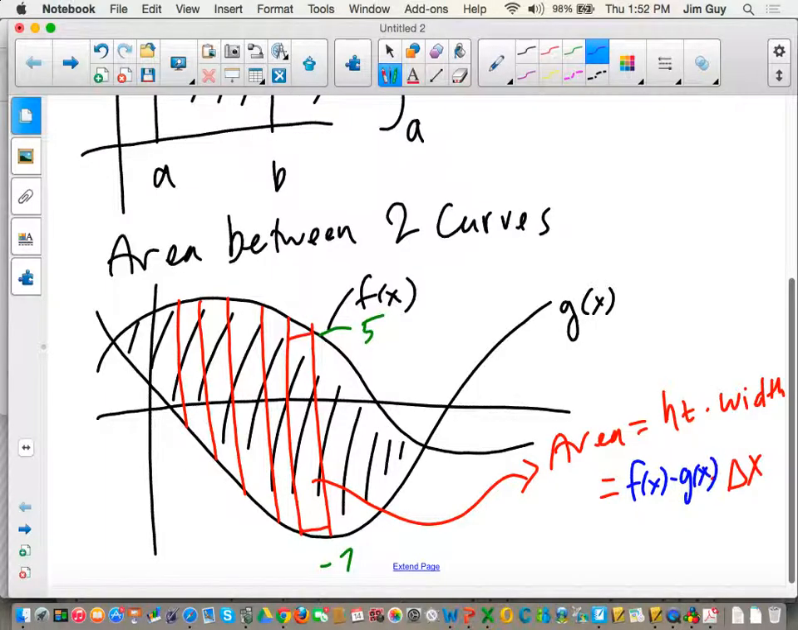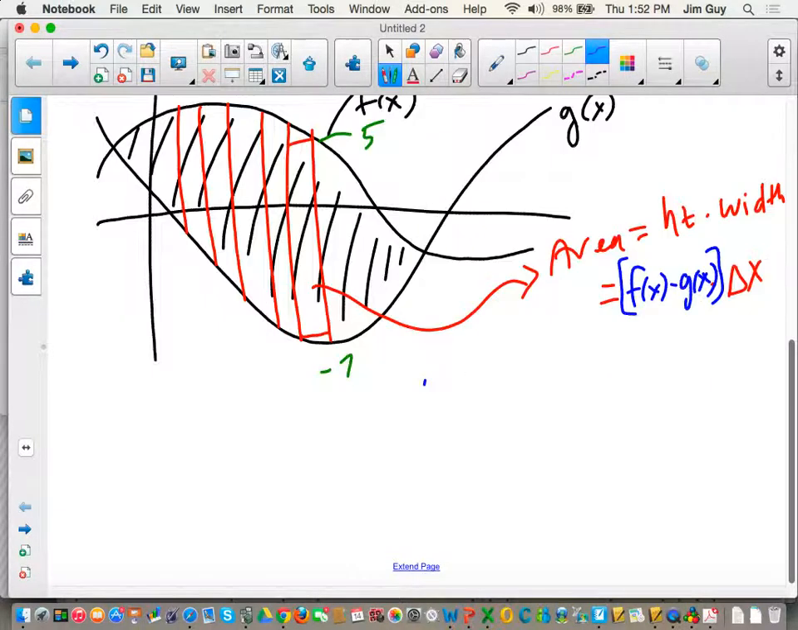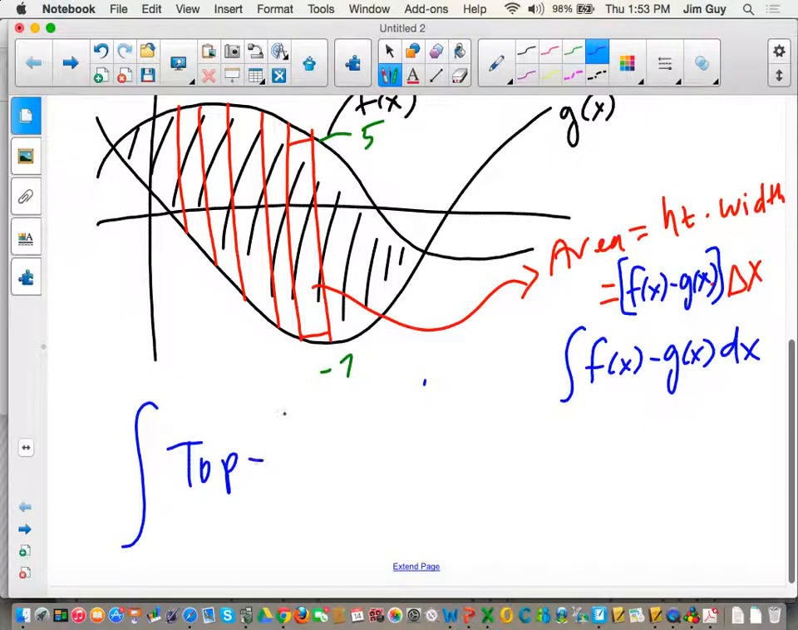And again, that is one box. And it would be the integral that would add up the area of all the boxes. And so you can see how you're going to get f of x minus g of x, regardless of where it is. It doesn't matter if it's above or below or combinations are crossing over. In general, you just want to make sure you're doing the integral of the top minus the bottom.